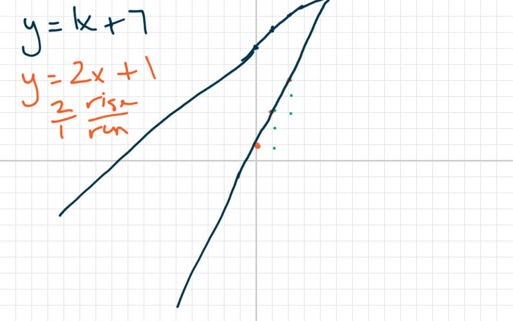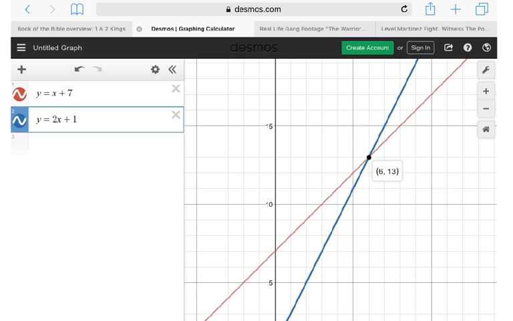So I'm going to check myself with the graphing calculator. Okay, if I had more graph paper, I would be able to see where they intersect. But we're just going to go ahead and graph it on the graphing calculator. And I went out to Desmos and I graphed those two equations, and they cross over at 6, 13. So my answer is x equals 6 and y equals 13. Those are my solutions.